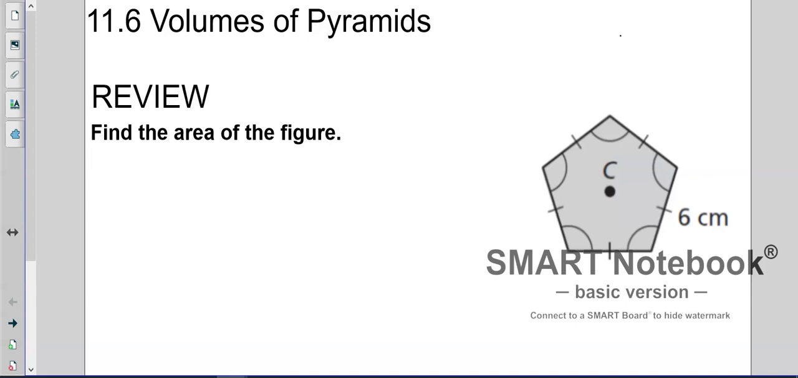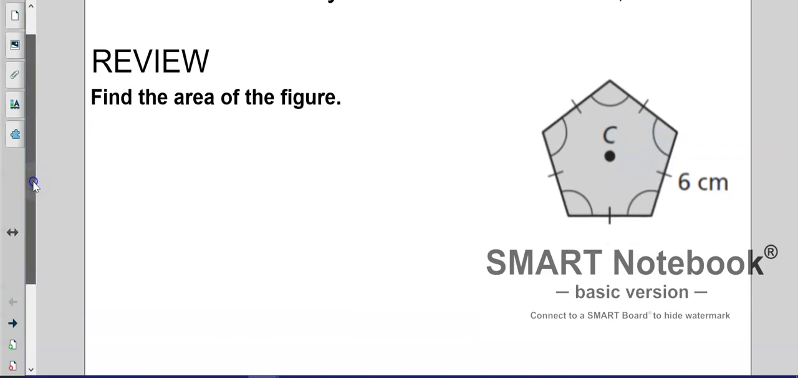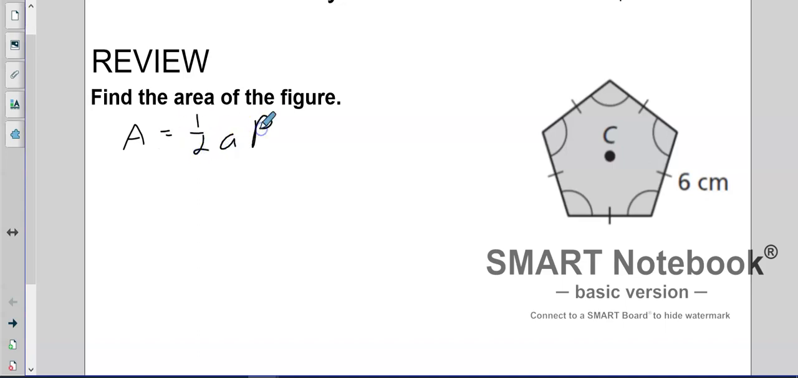All right, 11.6 volumes of pyramids. We're going to start off by reviewing a couple concepts here. This is find the area of the figure. Well, remember, we need this formula: area equals 1/2 apothem times the perimeter.